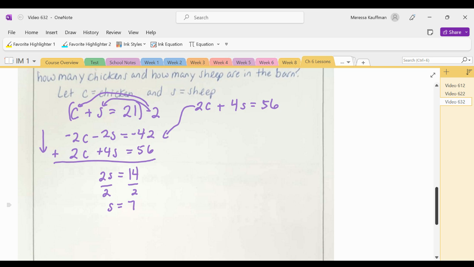Now that I know there's 7 sheep, how many chickens should there be? Well, you can just do it in your head. 21 minus 7 is what? 14. Or you can use the equation. So we know no chickens, but we know sheep. So instead of s, I'm going to use 7 in this equation right here, is equal to 21. I'm going to subtract 7 from both sides. And the number of chickens is 14. So your answer should look like this. Chickens is 14, and we have sheep is 7.